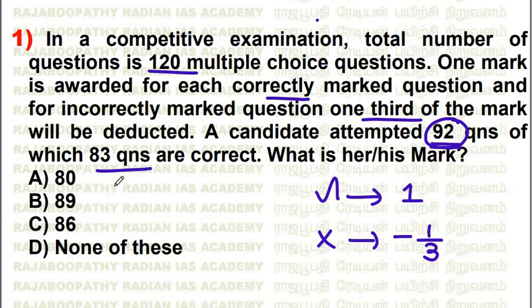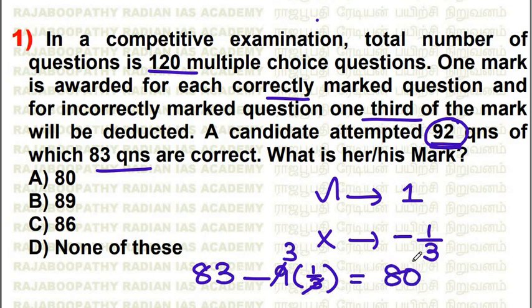So, 83 questions correct means you'll get 83 marks. Then how many questions are incorrect? 92 minus 83, 9 questions incorrect. Therefore, minus 9 into 1/3 mark will be deducted. So that means 3 marks will be deducted. So therefore, 83 minus 3. So therefore, the mark is 80. So the answer is 80.